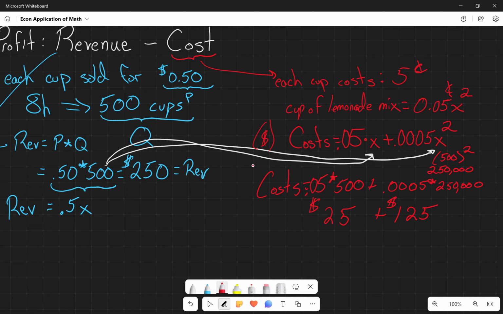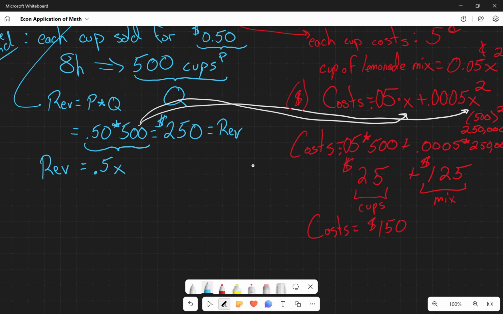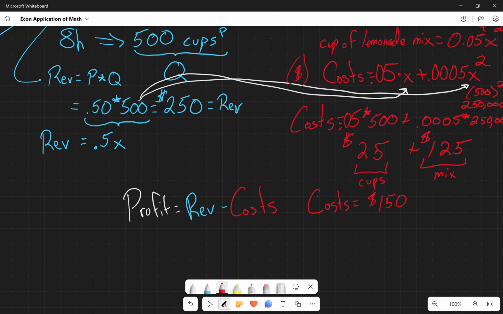$125. So we have $125 that's coming from squeezing the lemons and all of the sugar. We have $25 that's coming from the cups. When we add up all of our costs, we're going to have $150 total. And so then when we calculate our profit, which is equal to that revenue minus the costs, quite simply, it's going to be 250 minus this 150, which gives us a profit of $100.